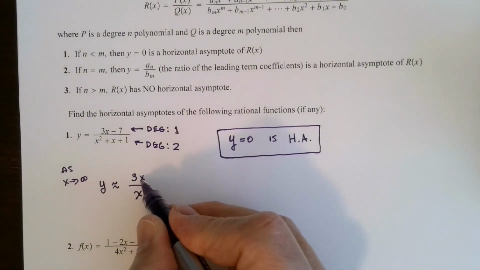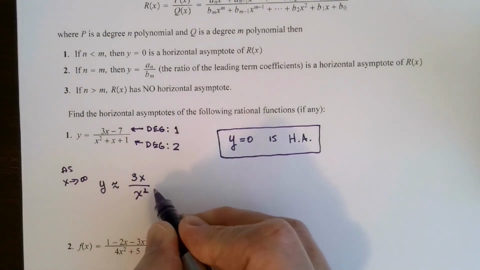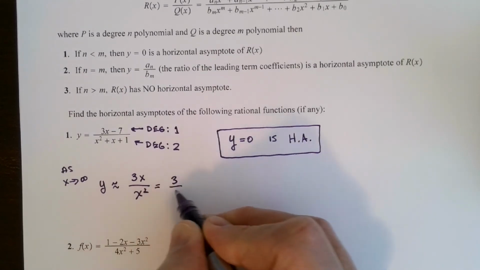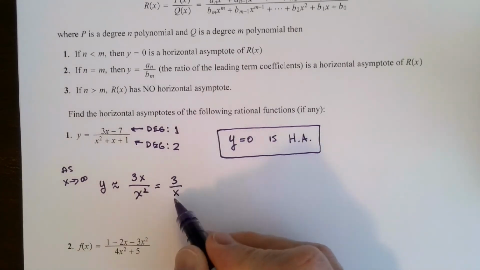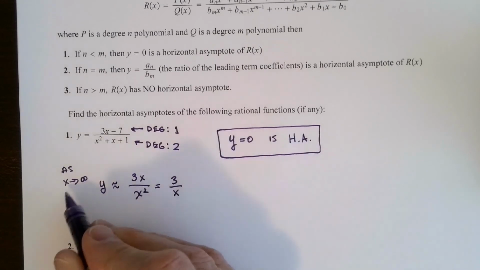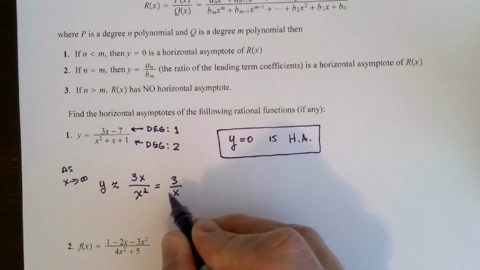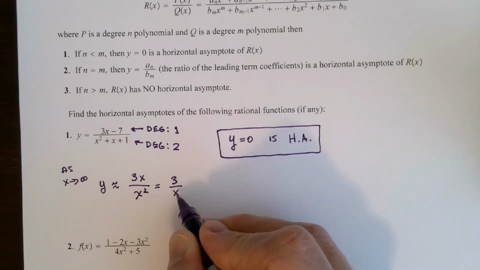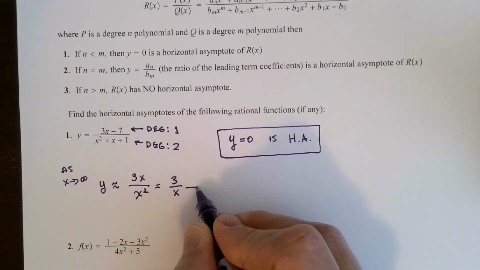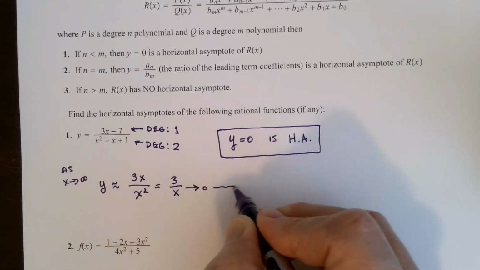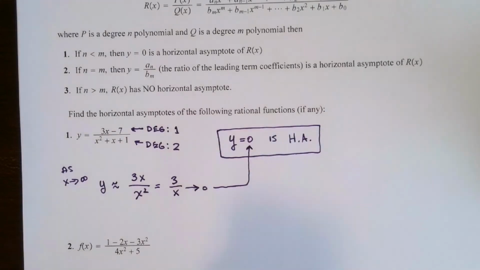Notice this x can cancel with one of the x squares, and I get 3 divided by x. Well, what's happening to 3 divided by x as x goes to infinity? x is just going to get bigger and bigger. 3 divided by a larger and larger number is getting closer and closer to 0. That ratio is getting smaller and smaller, and we say it goes to 0. And that tells me what to put for my horizontal asymptote.